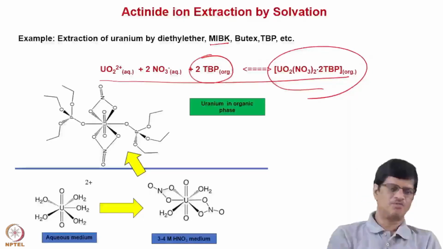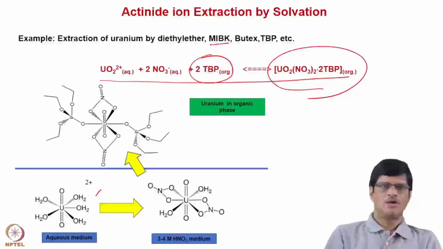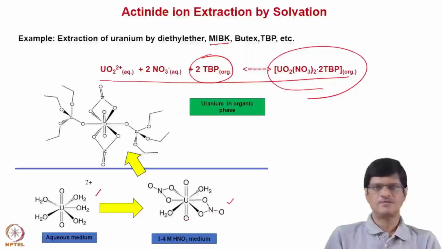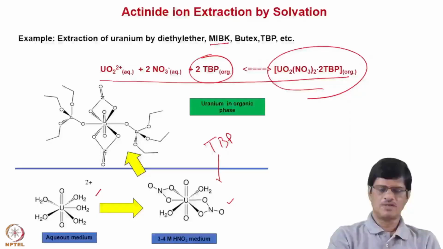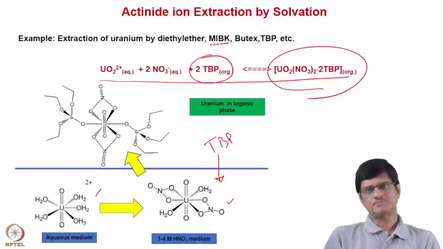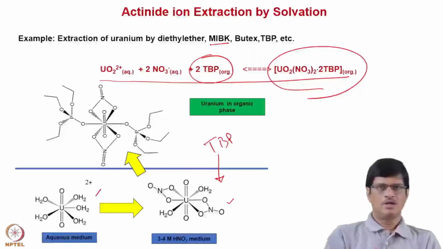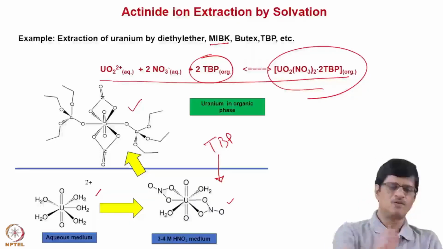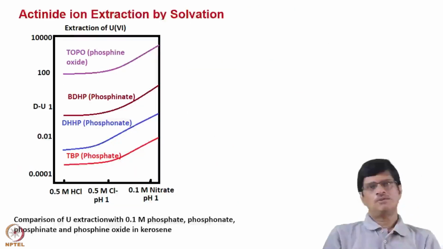The schematic has been shown here. In the aqueous phase medium, we have this hydrated uranyl ion, which forms a complex with nitrate ion to give this type of species at 3 to 4 molar nitric acid. And the TBP, which is there in the organic phase, can get partitioned slightly to the aqueous phase. Incidentally, TBP has a reasonably good aqueous solubility. Then this TBP present in the aqueous phase can form a complex with the uranyl nitrate 2H2O species. The 2H2O is replaced by the TBP, and then you have this species which is present in the organic phase. Now, this is an example of the phosphate complexation I was talking about.